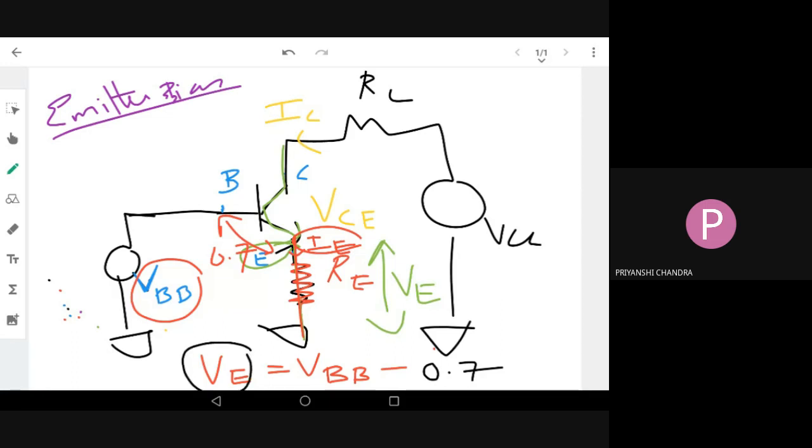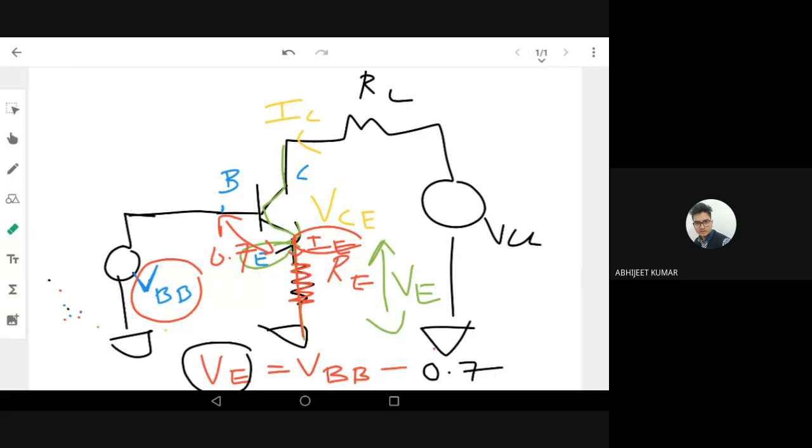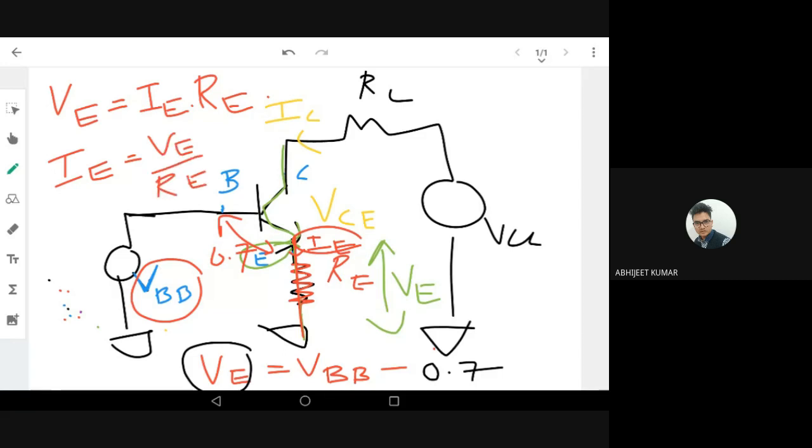So how to get the current through the resistance? You know the voltage across RE, so VE upon RE. Yes, you're right. VE is nothing but the voltage across the resistance, the current flowing through the resistance times the resistance itself. V equals IR, so VE is nothing but IE times RE. We already know RE, so we can easily calculate IE. IE is VE divided by RE. So here we are deriving IE.